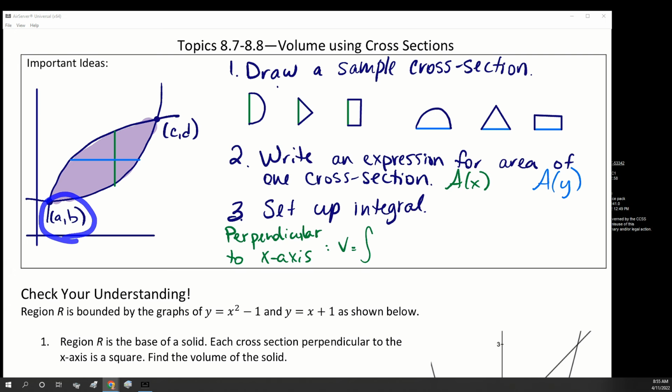And we're looking at A, B, and C, D. Would they be x's or would they be y's? They would be x's. So it's going to be A to C of whatever that area is for one cross section. You fill in that area for all the cross sections when you do the integral.